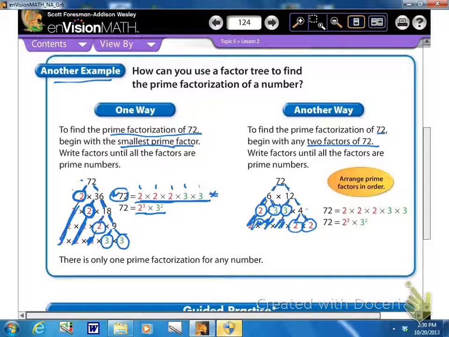Let's see what we have here. We want to write out the prime factorization of 72. Well, what do you know? Same thing. It doesn't matter how we get it. We're still going to get 2 times 2 times 2 times 3 times 3, or 2 to the third power times 3 to the second power.